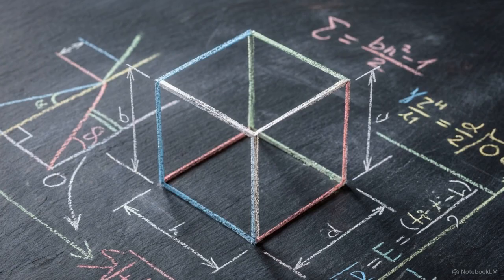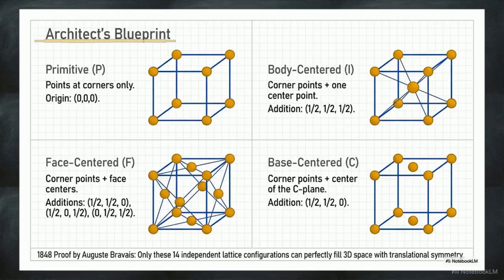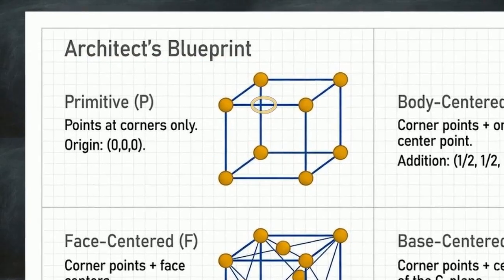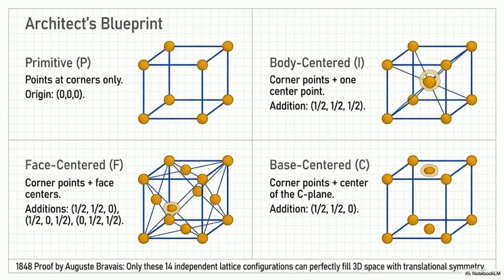However, establishing the outer shape is only the first step. Atoms do not only bind to the absolute external corners of these geometric shapes. This graphic details the 4 spatial centerings allowed inside those shapes. An atom can sit exclusively on the corners in a primitive configuration, or it can take up a body-centered, face-centered, or base-centered position, altering the internal geometry.